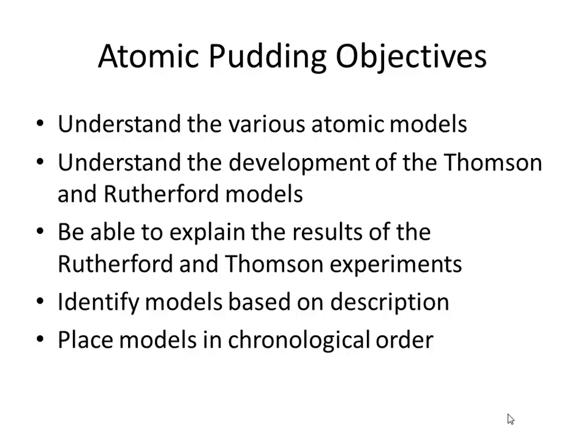By the end of this, we should understand the different models of the atom, understand the development of the Thompson and Rutherford models. Those are very important ones, and we should be able to explain the results of those two experiments. We should be able to identify models based on a description, and also put the models in chronological order, in order of how they came out. That's what chronological order means. I don't know if you guys have heard that term before. Have you? Okay. So that's what that means, in order of time.